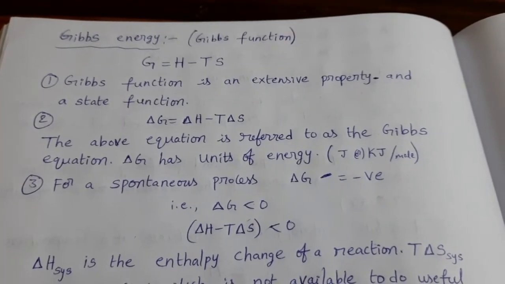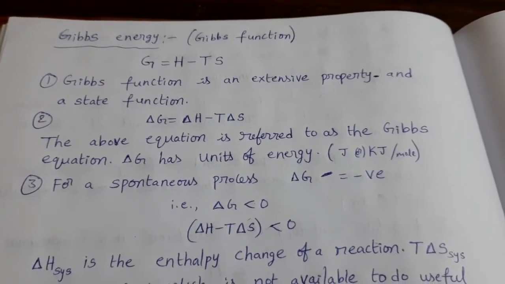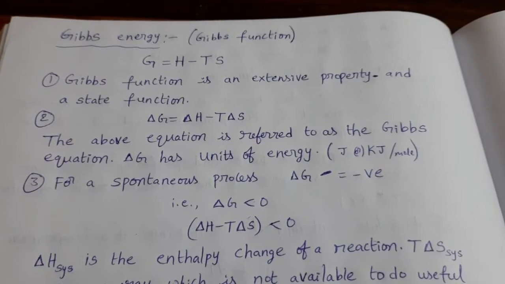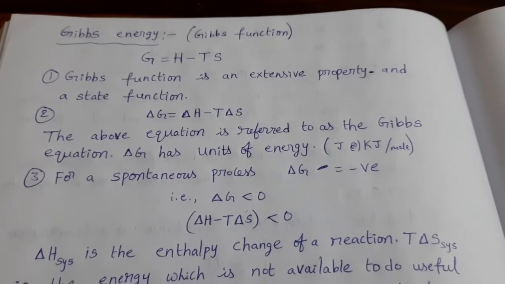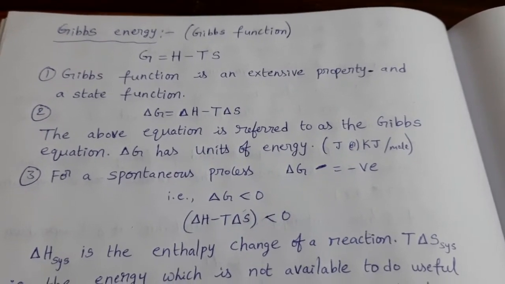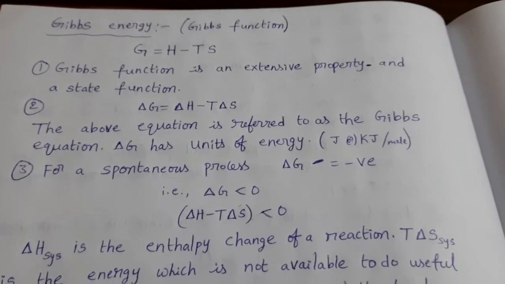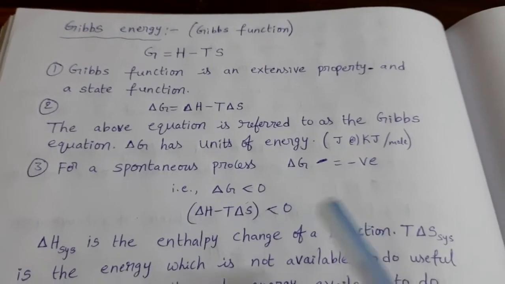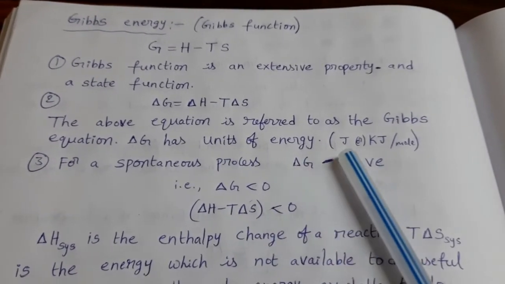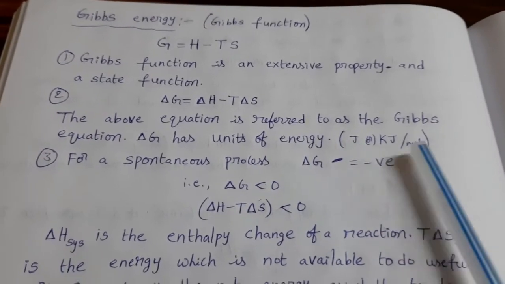And delta G equal to delta H minus T delta S. Delta G means change in Gibbs energy. The above equation is referred to as the Gibbs equation. Delta G has units of energy. Energy units means joule per mole or kilojoule per mole.